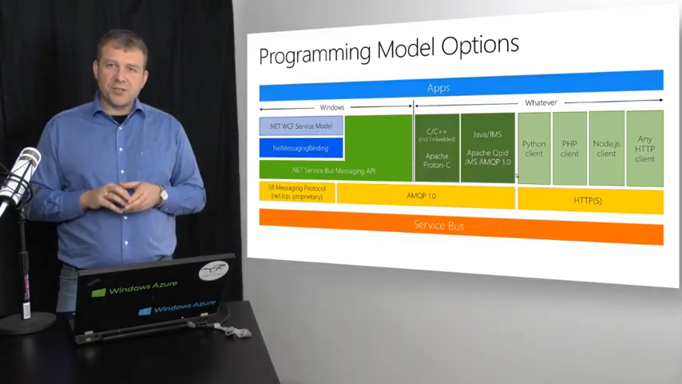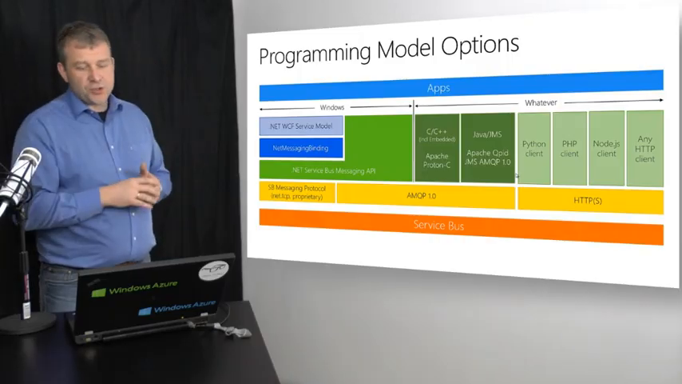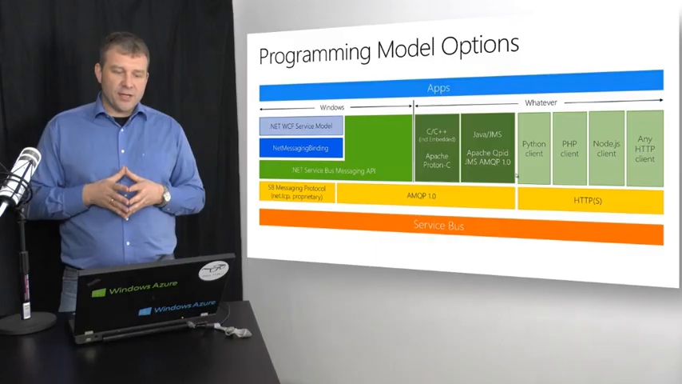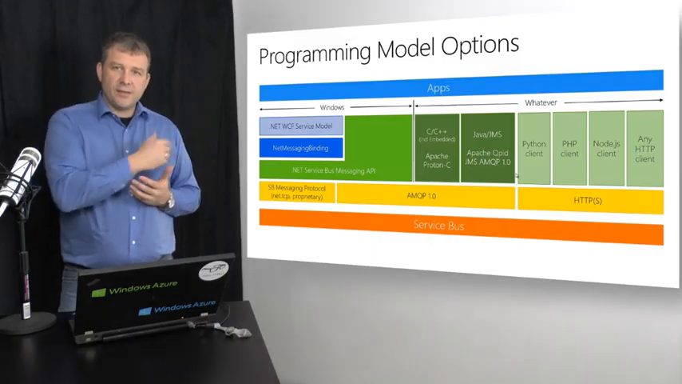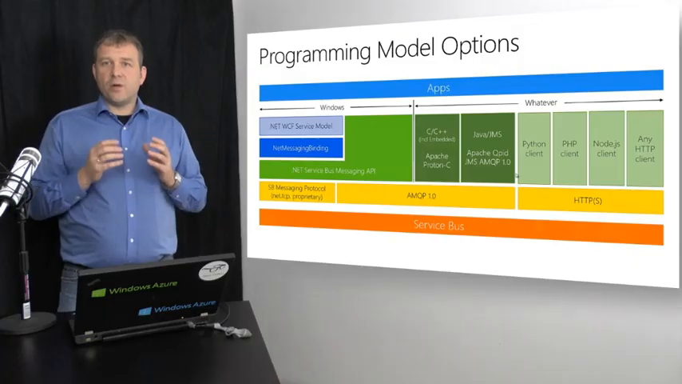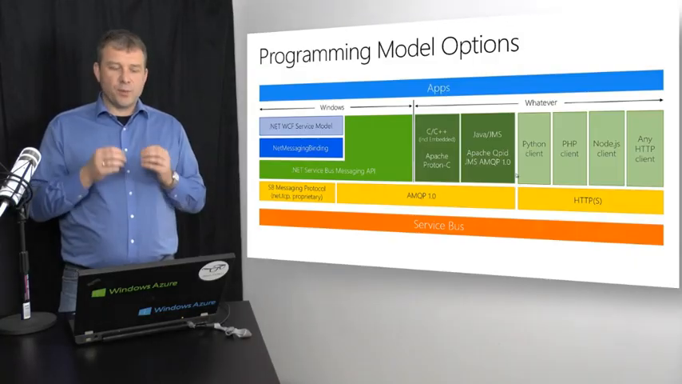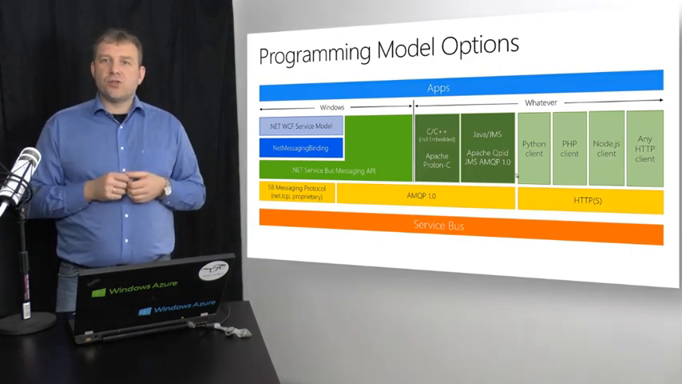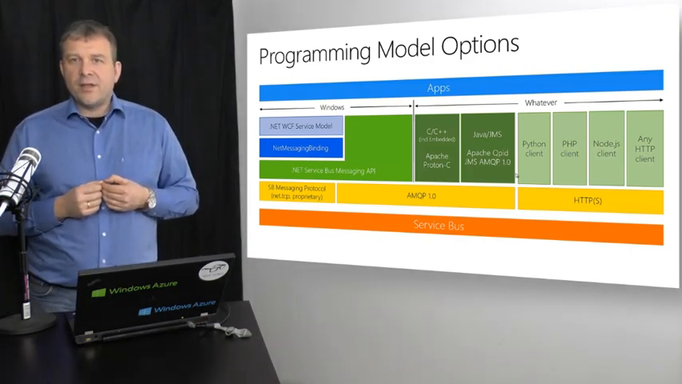So we have applications, and those applications talk to Service Bus. There's a number of options that we have to make that communication happen. On the Windows side, we have two main APIs. We have the Windows Communication Foundation API, so we provide a net messaging binding. That binding is equivalent to the MSMQ binding that you find with WCF.